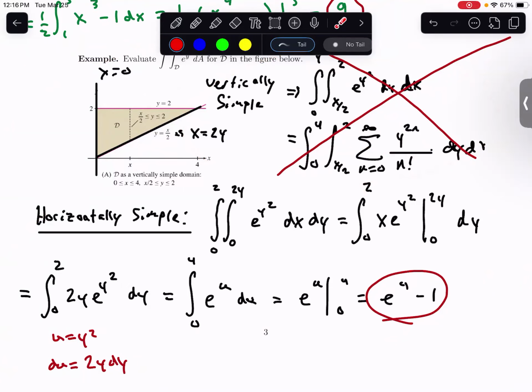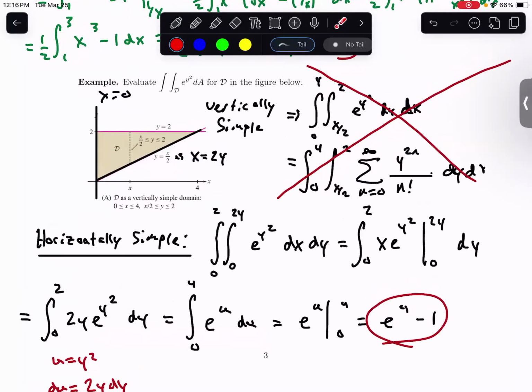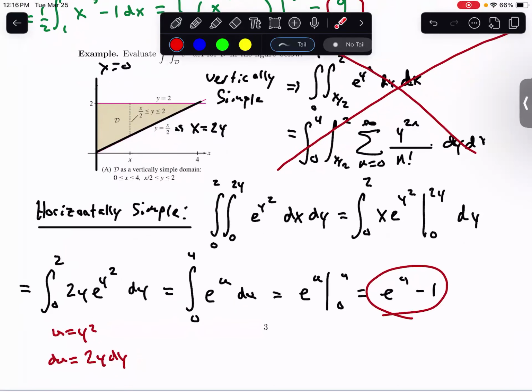Yeah, and I will say, whenever I'm computing these double integrals, my hunch is always to view it as being vertically simple, just because I think it's more natural to think about things as being functions of x instead of being functions of y. But sometimes it kind of forces your hand, like in this example. So you do need to know how to go from one to the other.